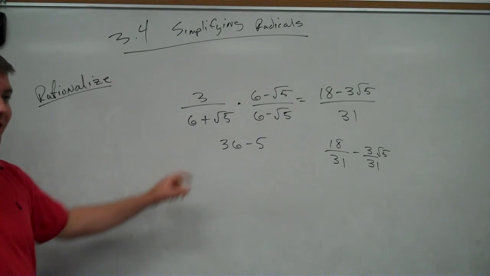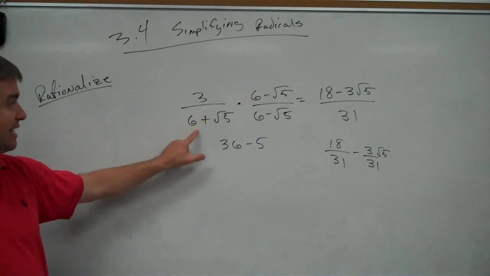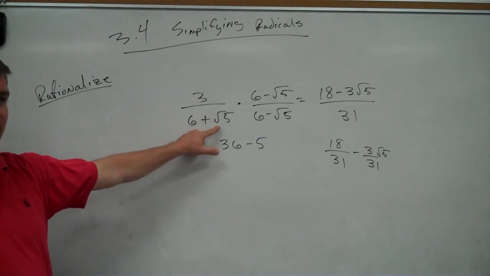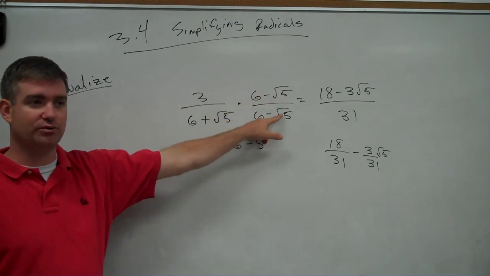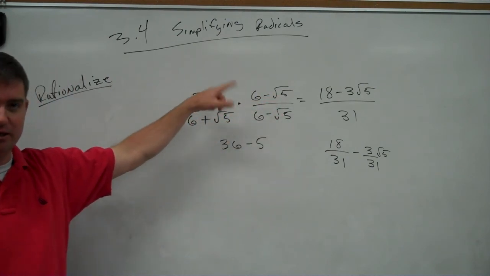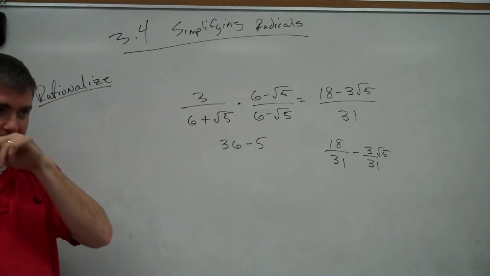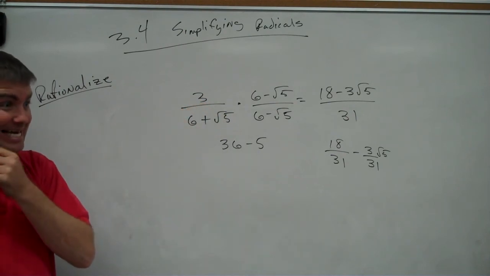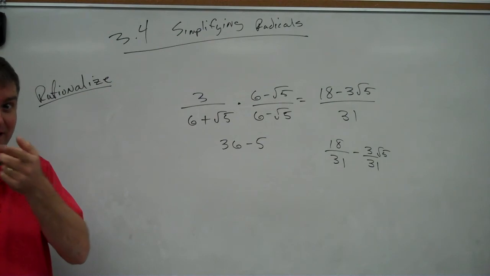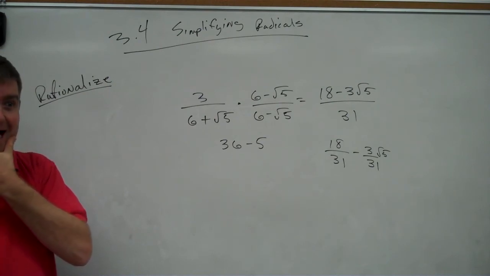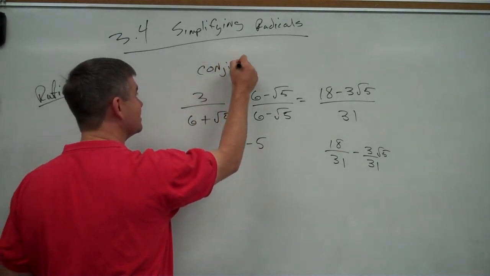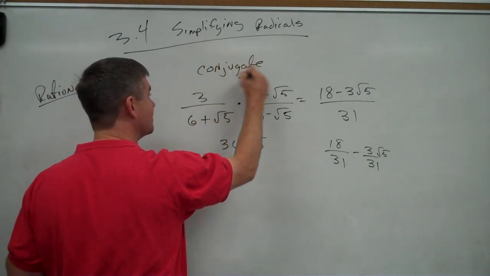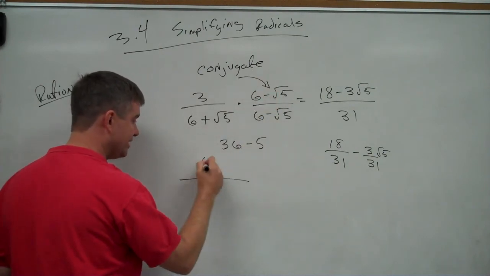Okay. Now, look how I did it by hand. 6 plus root 5, I had to multiply by 6 minus root 5 over 6 minus root 5. This may look familiar. We did this the first week of school. Anybody remember what that's called? Starts with a C. Conjugate. Write that down. This right here is the conjugate. What would be the conjugate here?